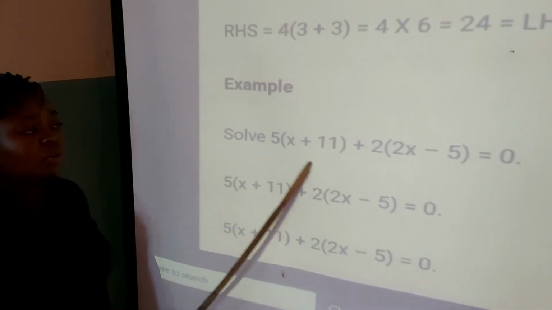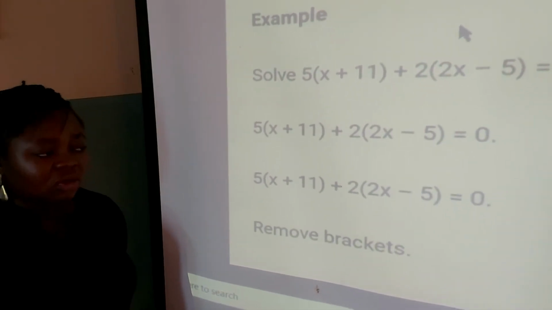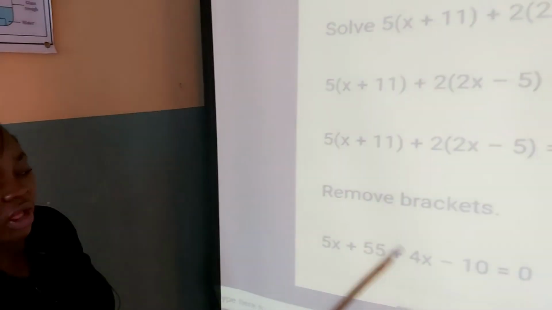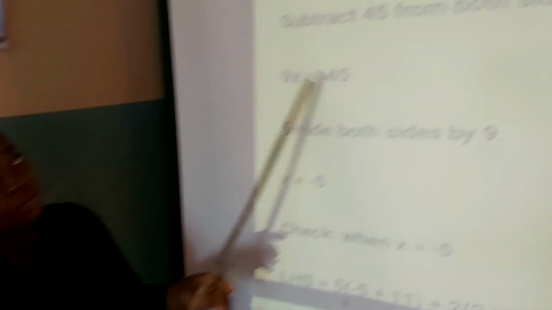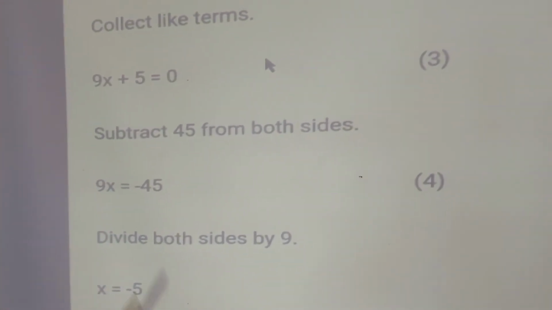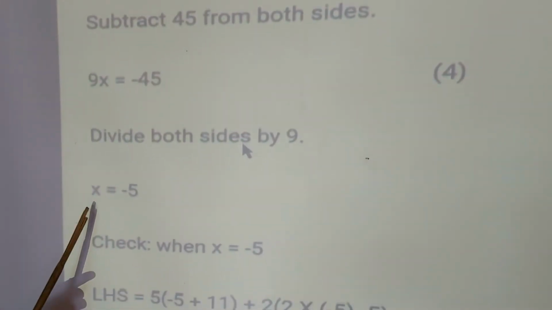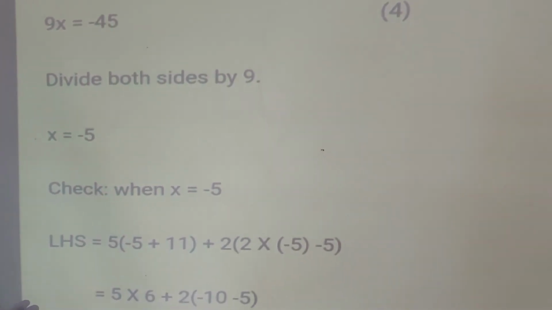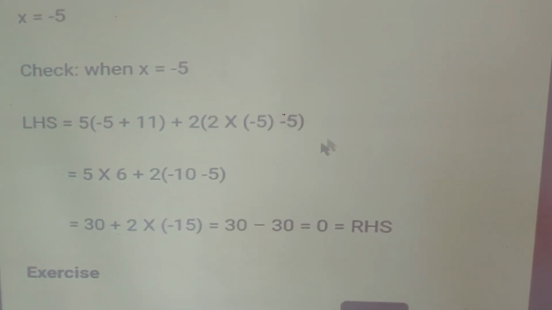That's another example. We open brackets once again. That gives us 5x plus 55 equals 4x minus 20. Collect like terms. In this case, all the unknowns are on one side, so we just rearrange. Rearranging, we just pick 5x plus 4x. That gives us 9x plus 45 equals 0. And we take 45 to the other side of the equation. We have 9x equals minus 45. Dividing both sides by 9, we have x equals minus 5. We can always check: when x is minus 5, we'll be having 0 on both sides of the equation.